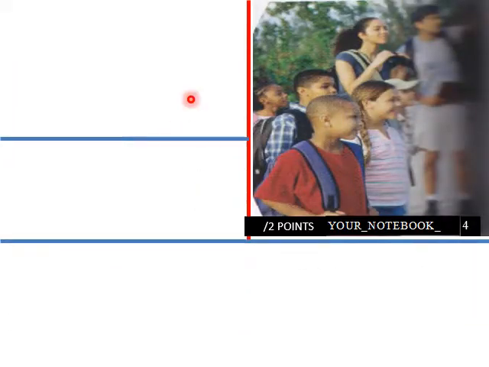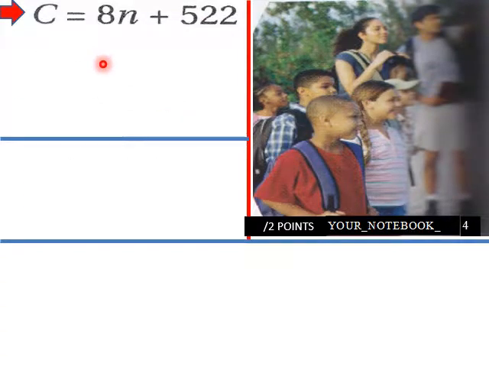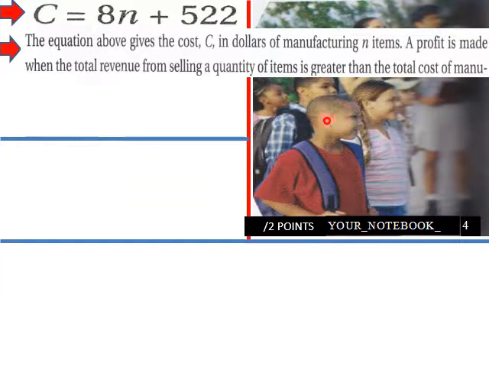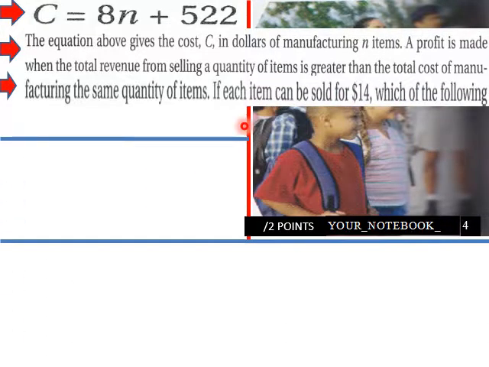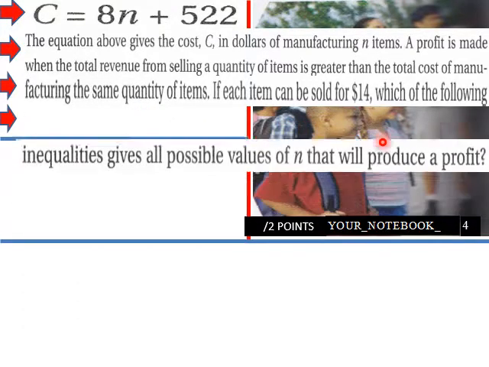Now we have C equals 8n plus 522. The equation above gives the cost. Profit is made when the total revenue from selling the items is greater than the total cost. For manufacturing, the same quantity of items, each item is sold for 14 bucks. Which of the following inequalities gives all possible values of n that will produce a profit?